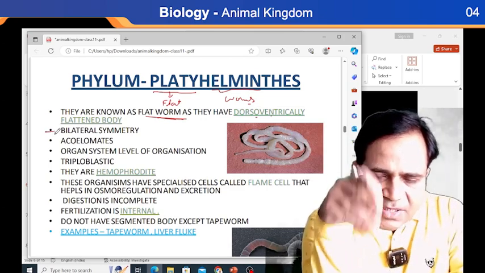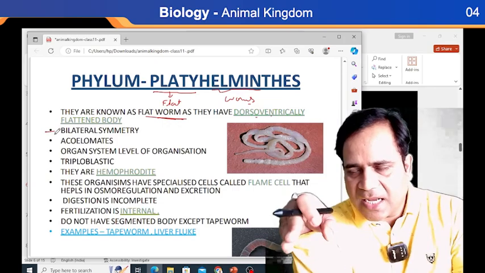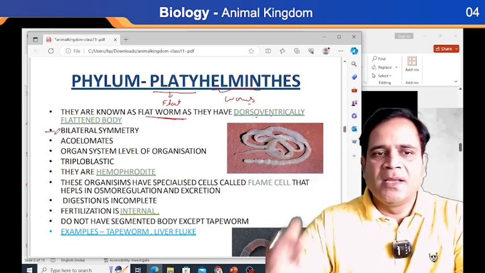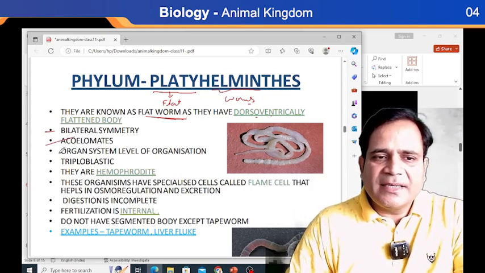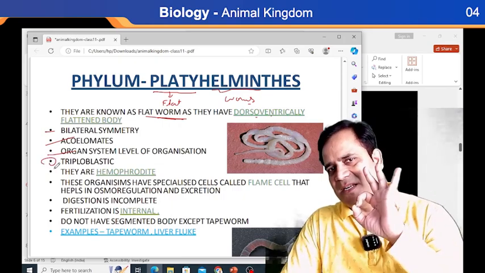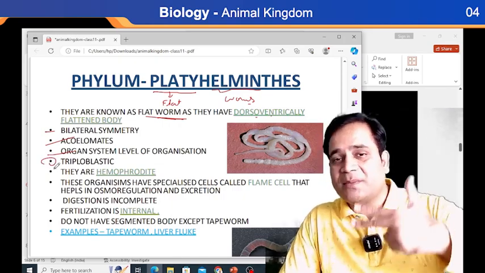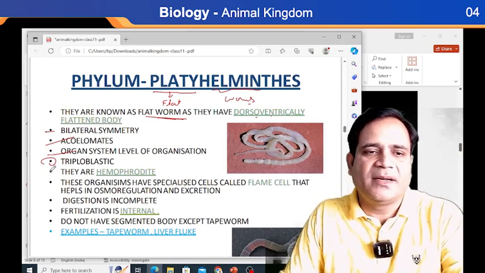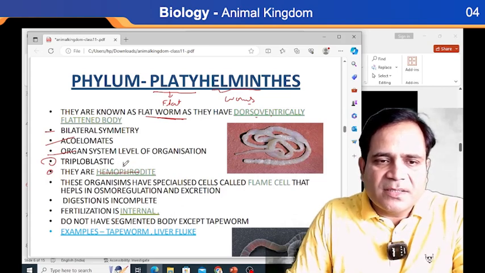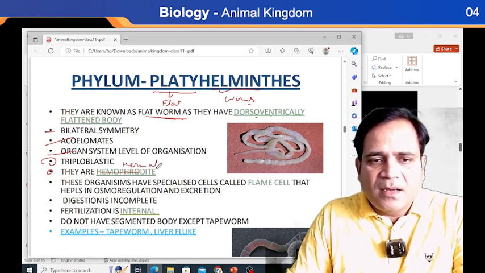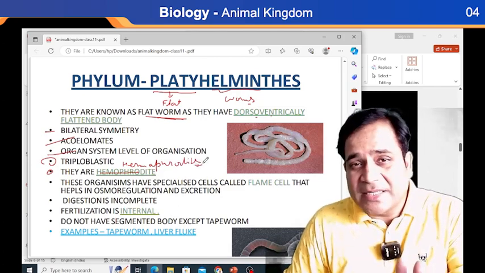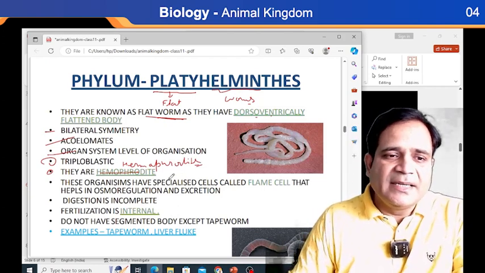They also have bilateral symmetry. When we cut from the center, we divide into two equal halves, known as bilateral symmetry. The coelom here is acoelomate. Organ system level of organization, I tell you. Triploblastic means they have three germ layers: outer ectoderm, middle mesoderm, and the innermost layer, endoderm. They are hermaphrodite. Hermaphrodite means bisexual. They contain both sex cells, male as well as female sex cells.